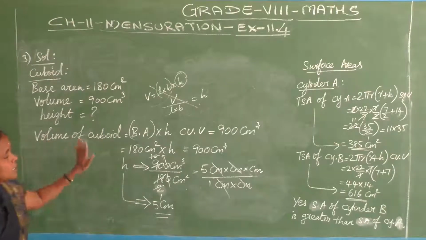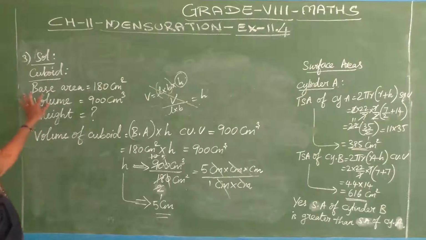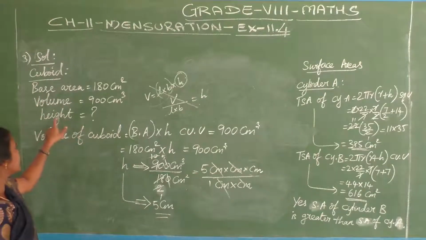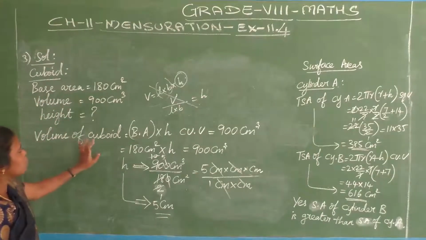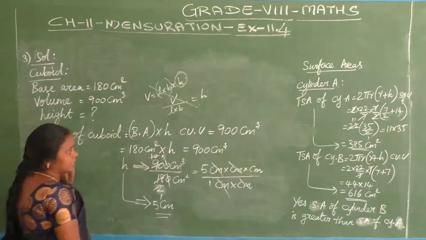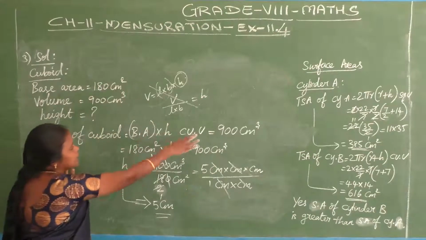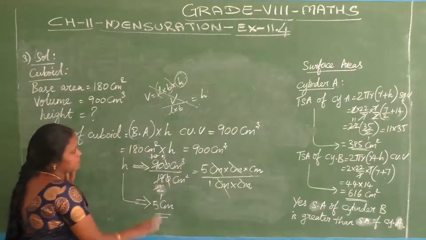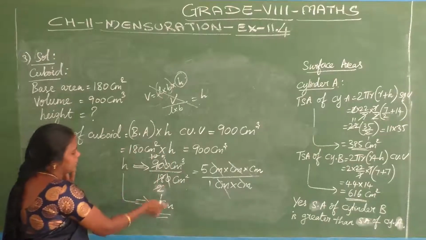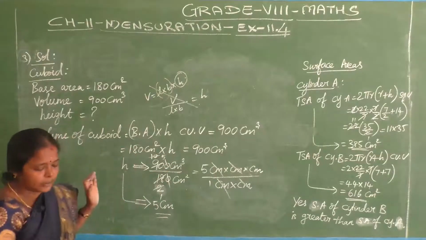Understood or not? So what is given? What we did? Base area and volume, both given for the cuboid. They are asking its height. We know the volume of the cuboid. What's the formula? Base area into height. So apply the given values in the proper places. Step by step, if you simplify, finally you are getting the height of the given cuboid as 5 centimeter. Understood?